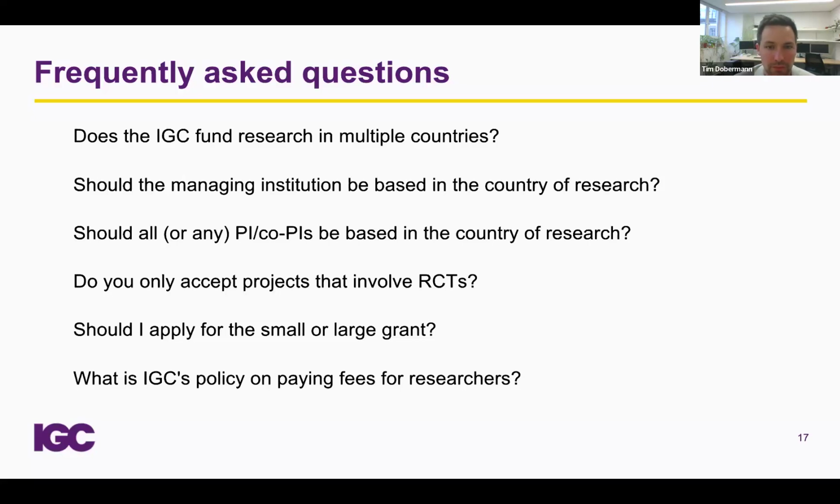On paying fees for researchers, if you are a faculty member at a university in Europe or the US or Canada or Australia, then we will not pay fees for you. We do pay some fees for PhD students, but we also recognize that the research environment is very different in IGC countries, in Africa or in Asia.